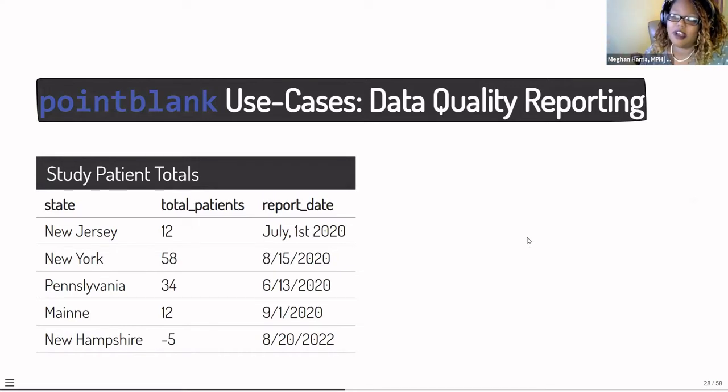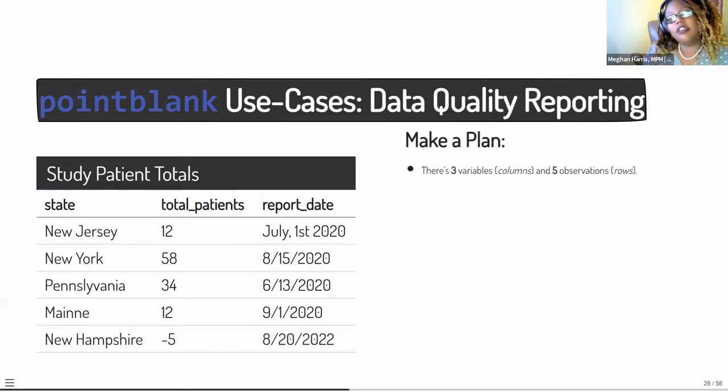The validation process starts with you not doing anything in R, okay? I mentioned this in my other talk: the first thing you need to do is not touch R, because you need to understand what's going on. You need to make a plan based on the data that you have. So we can look at this table and make some observations. There are 3 variables, or columns, and 5 observations, or rows.